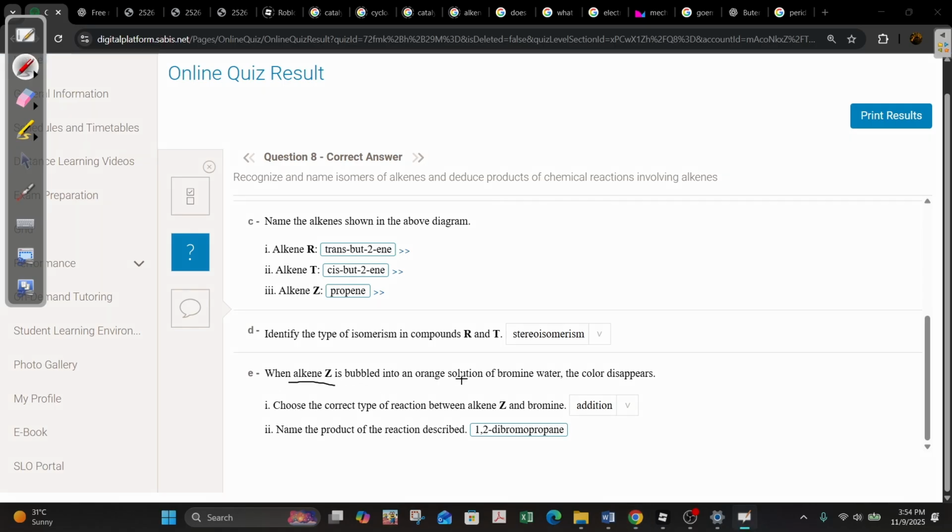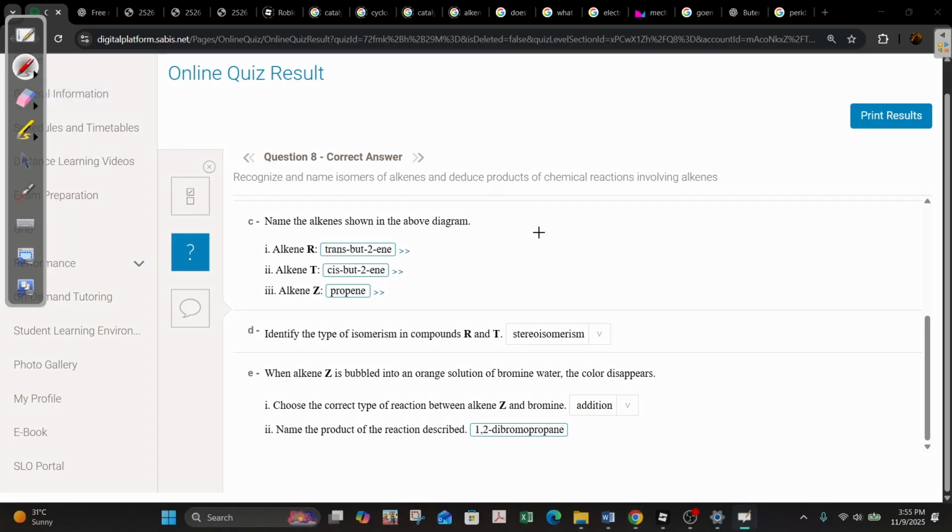When an alkene is bubbled into an orange solution of bromine water, the color disappears. Okay. What is this reaction? This reaction is an electrophilic addition reaction. So an alkene reacting with a halogen will give you a halogenoalkane. Now, choose a type of reaction between alkene Z and bromine. This is an electrophilic addition. Name the product of the reaction described.